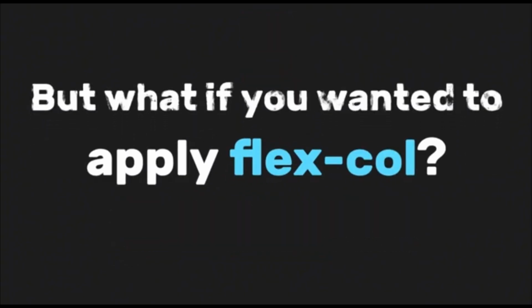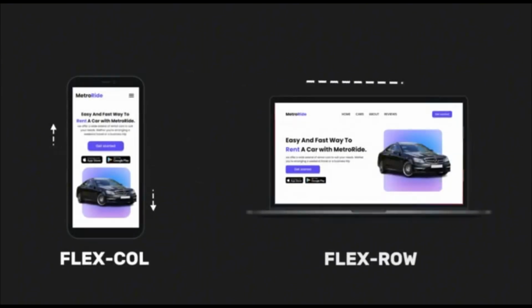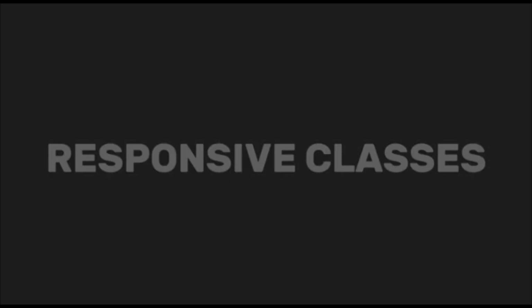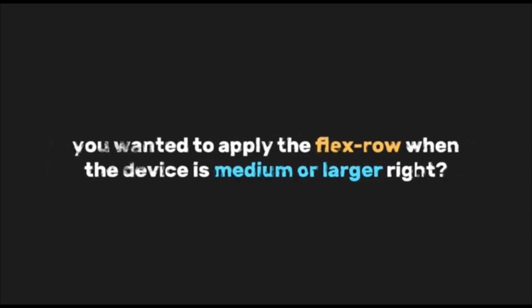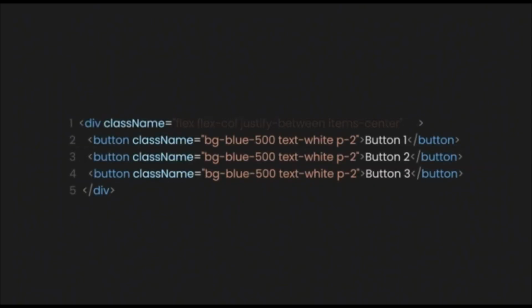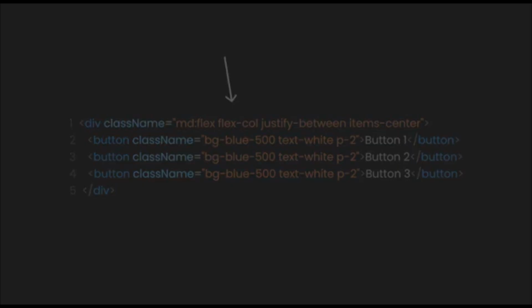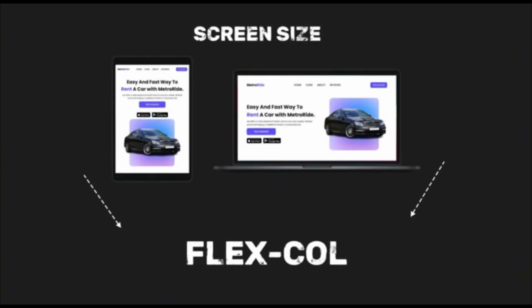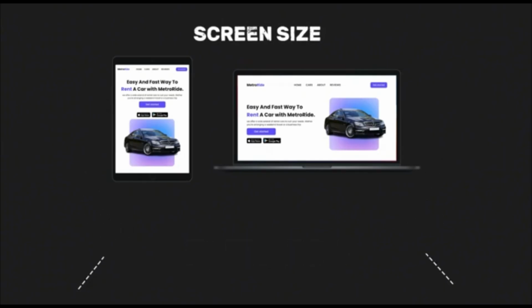But what if you wanted to apply flex-col when the device is small and flex-row when the device is a medium device or larger? Well, you can use responsive classes inside Tailwind CSS. For example, you wanted to apply the flex-row when the device is medium or larger, right? You would simply apply md:flex-row, and then change the default to flex-col. This means that when the screen size is below medium, a flex direction of column will be applied. When it is medium or larger, the utility classes we inputted will be applied.